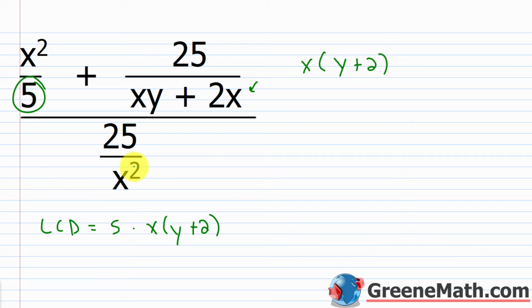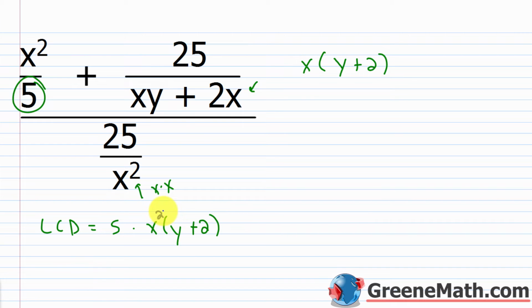And then this one is just x squared. I've already got an x here. Do I need x cubed? No, I do not. Because if I broke this down, this would be x times x, and this would be x. So I'll go with the largest number of repeats. So all I'm going to do is make this x squared.